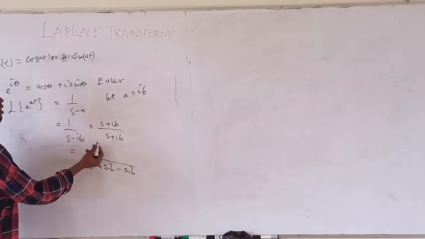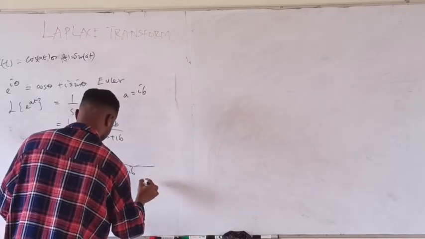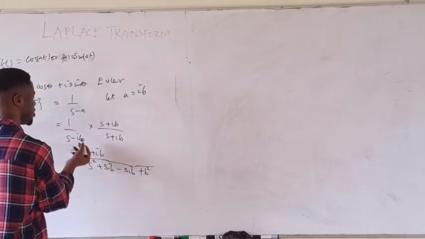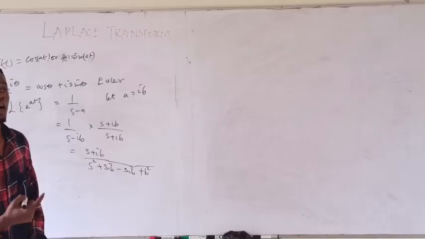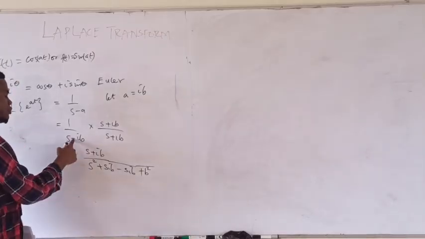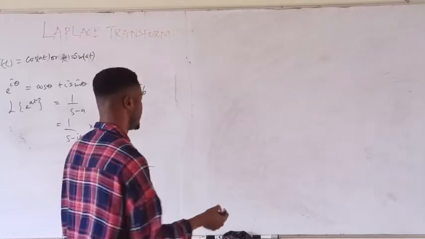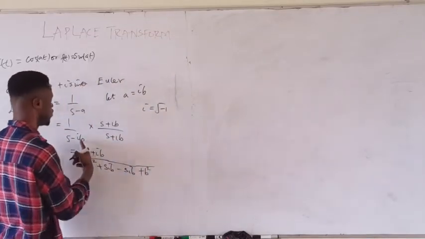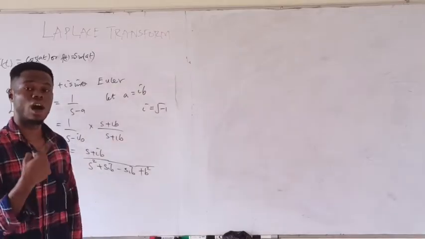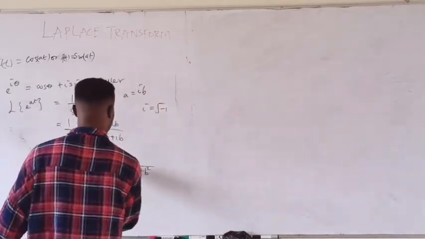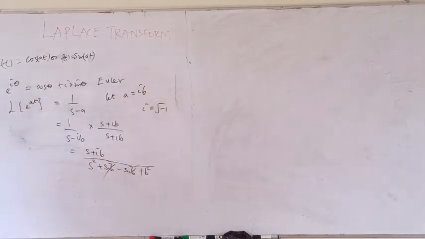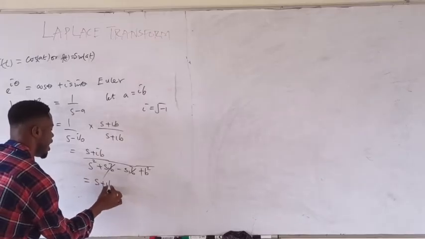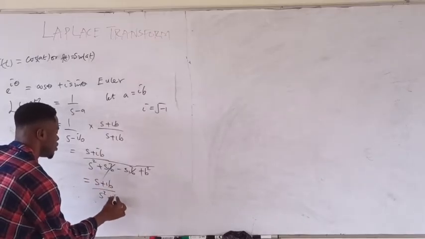and minus ib into plus ib gives me plus b squared, because i into i gives me minus 1, and multiplying by this minus gives me positive. From our complex numbers, we know that i is equal to the root of minus 1. So I'm going to have b squared at the denominator. This goes with this because they are the same, so if they subtract each other, they will go. So what I have left is s plus ib divided by s squared plus b squared.